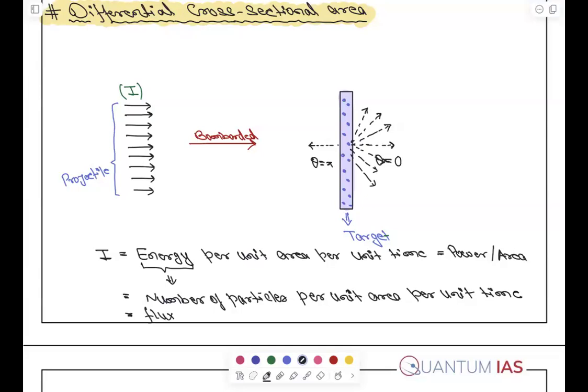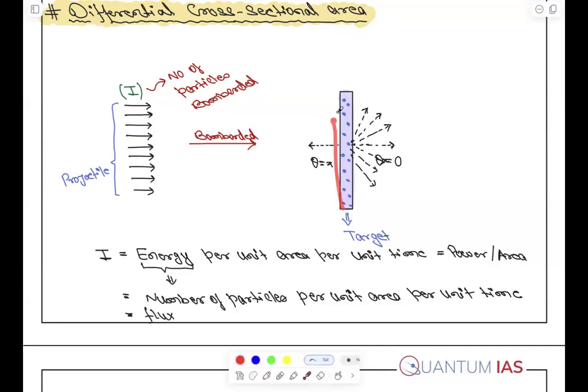So when we are bombarding any particle, what does matter? What does the intensity I depend upon? The number of particles bombarded. I think everyone agrees that intensity depends upon the number of particles bombarded. If you increase the number of particles, the intensity will increase.